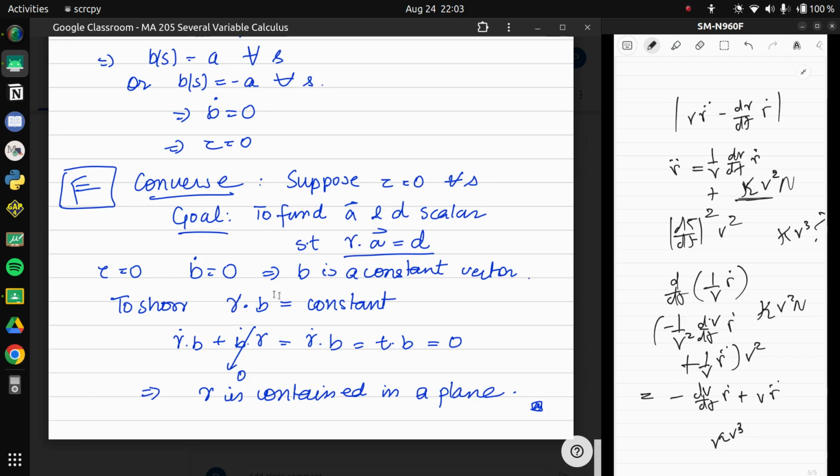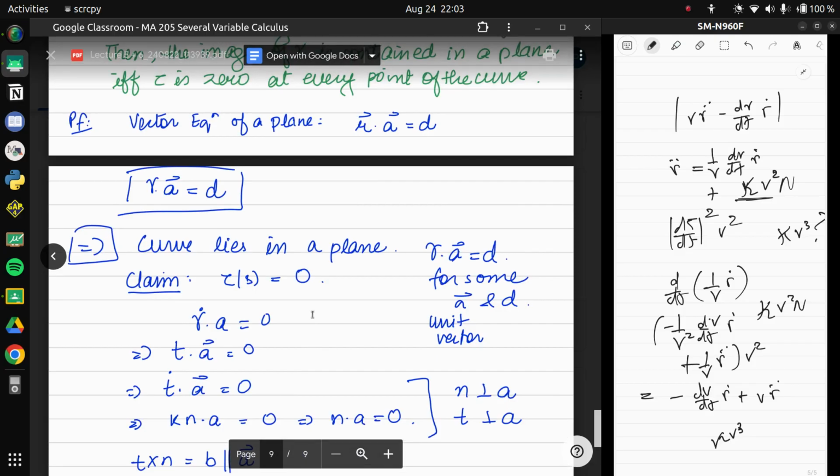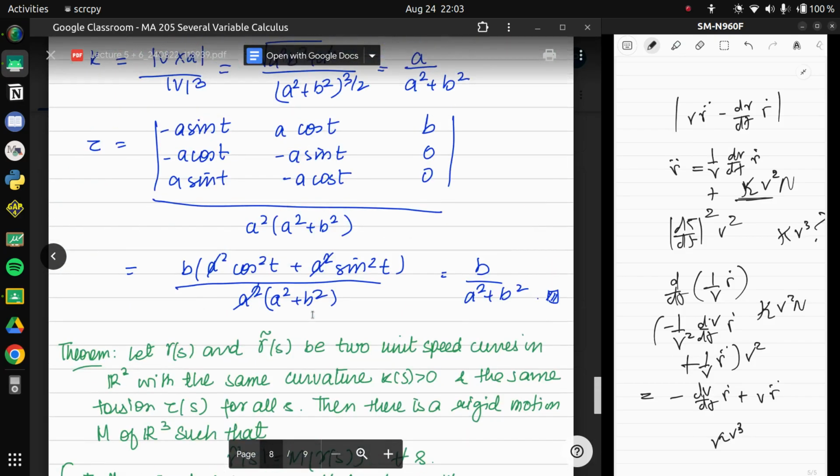Right. So just consider this function gamma dot b as a function of s. Take its derivative, just got gamma prime dot b plus gamma dot b prime. b prime is 0 because b dot is 0. So that just becomes gamma prime dot b. But what is b? b is defined to be T cross N. But then T is collinear with gamma prime, so this dot product is also 0. Yeah. So then gamma is contained in the plane because gamma dot b is constant everywhere. Yes, okay, that was doable. Right. Okay, so that does the proposition.